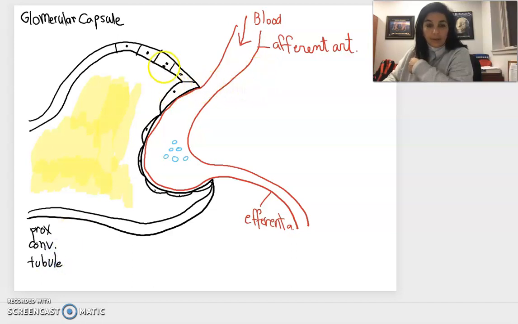All right. So the proximal convoluted tubule is here. This would be the actual capsule itself, and we have a parietal layer and a visceral layer of cells. The parietal layer has more cuboidal cells, so this is the Bowman's capsule, we call that. The Bowman's capsule has a parietal layer that is more cuboidal, and the visceral layer has more squamous cells.